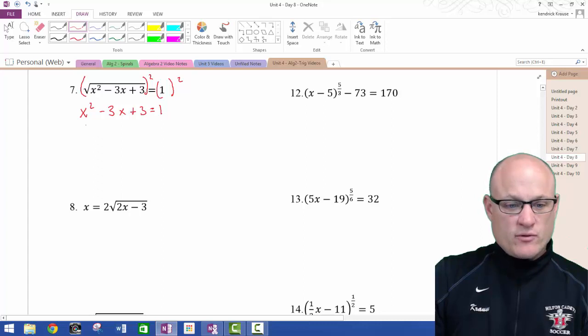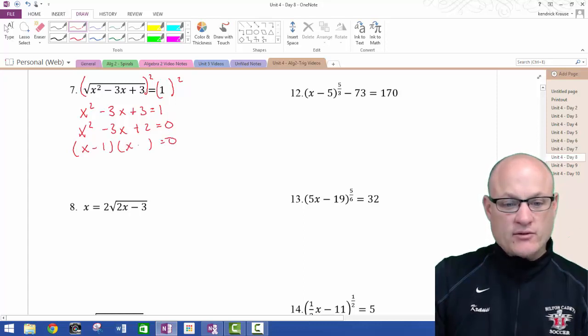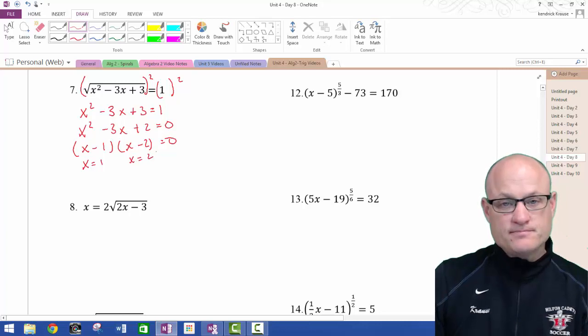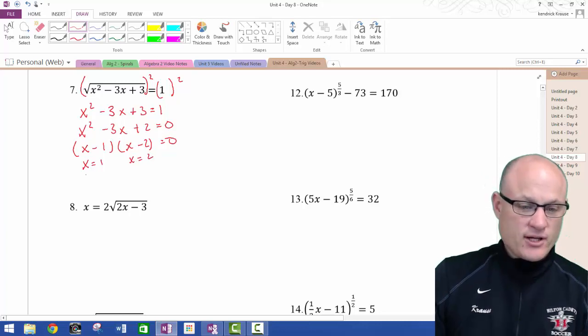We'll bring the 1 over, so we get x squared minus 3x plus 2 equals 0. We'll subtract 1. Factoring is not bad here. x minus 1, x minus 2. So my two answers are x equals 1 and x equals 2. All right, let's check those.